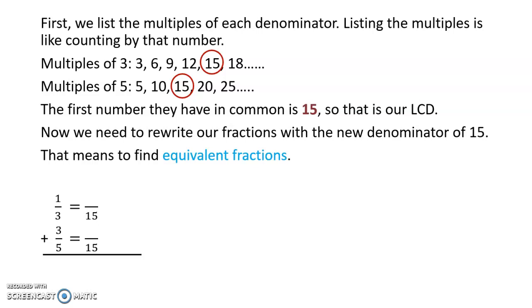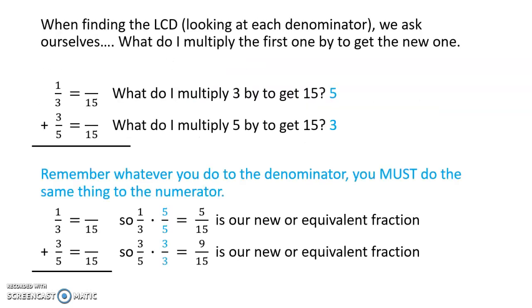Now we need to rewrite our fractions with the new denominator of 15. That's called finding an equivalent fraction. So we need to look at each of the denominators and ask ourselves, what do I multiply the first one by to get the new one? For 3, what do I multiply by to get 15? The answer is 5. For 5, what do I multiply by to get 15?